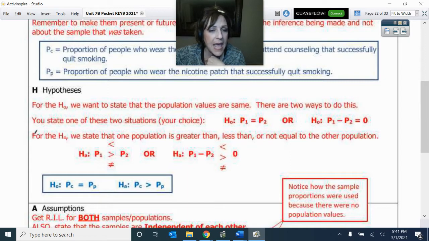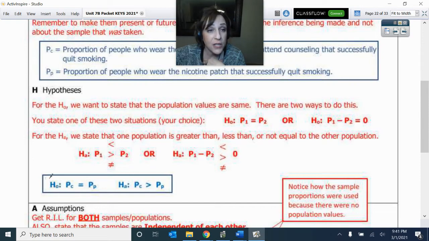Okay. And then for the HA, the alternative, we're stating what we're wondering about. And we were wondering in this case if the proportion with the counseling quit smoking at a higher rate. But here for the alternative, again, you're using less than, greater than, or not equal to. Or you can see how I did P1 is less than, greater than, or not equal to P2. Or here's the subtraction way: P1 minus P2, less than, greater than, or not equal to 0.